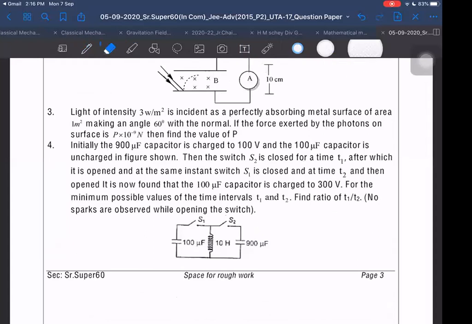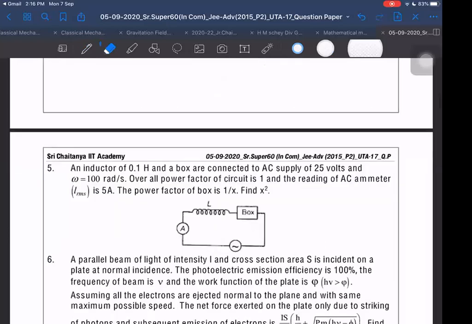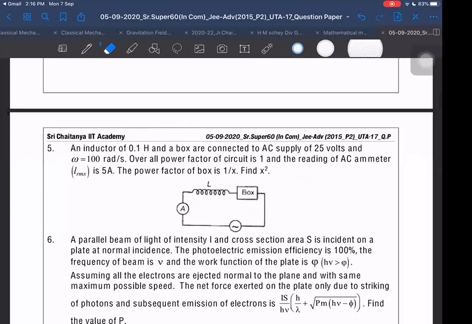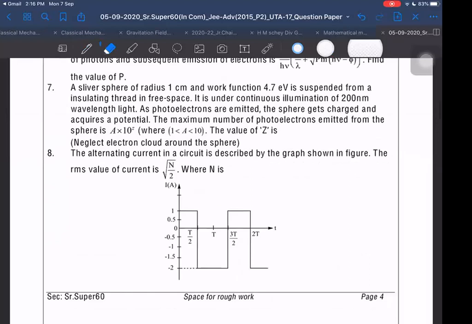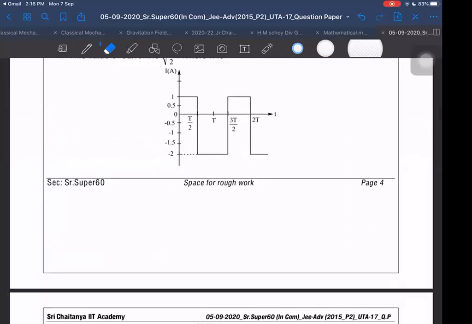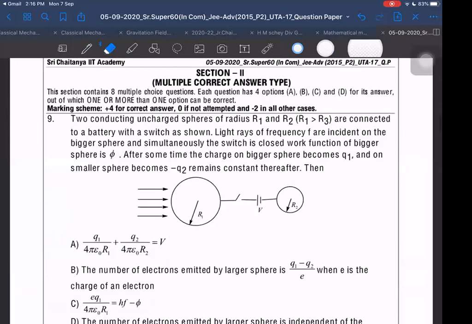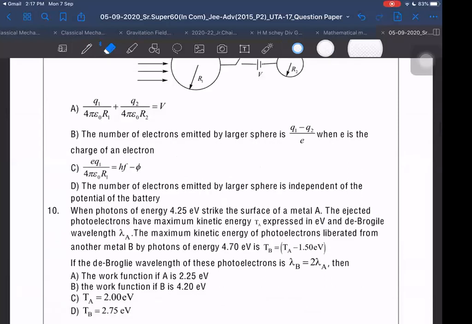Question number 3, 4, 5, 6, 7, 8, 9. So the ninth one, option B.